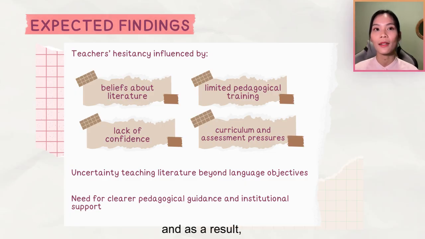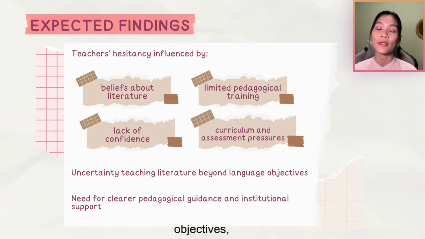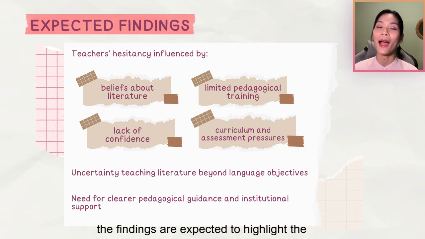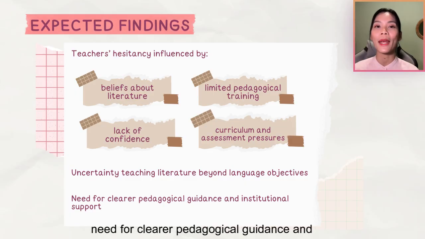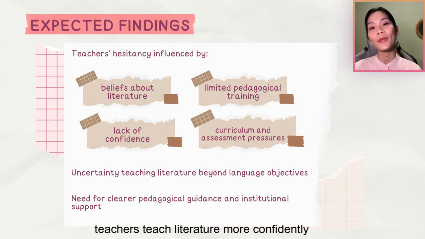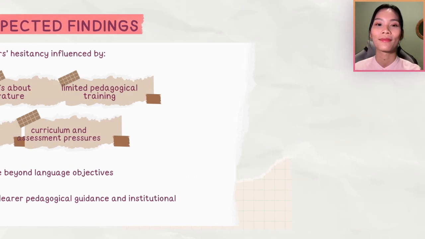As a result, teachers may experience uncertainty when teaching literature beyond language-focused objectives, particularly when lessons involve interpretation or moral discussion. Overall, the findings are expected to highlight the need for clearer pedagogical guidance and stronger institutional support to help teachers teach literature more confidently and meaningfully in the ESL classroom.